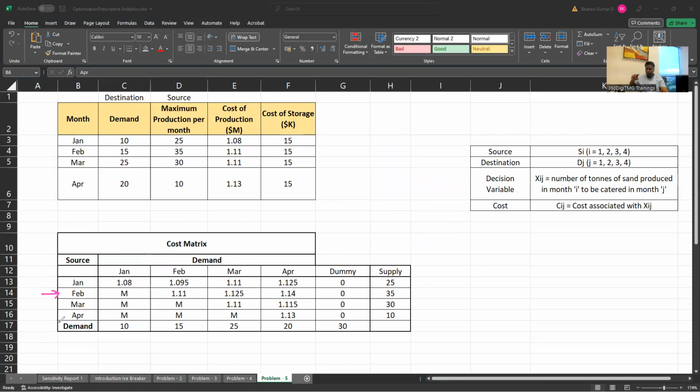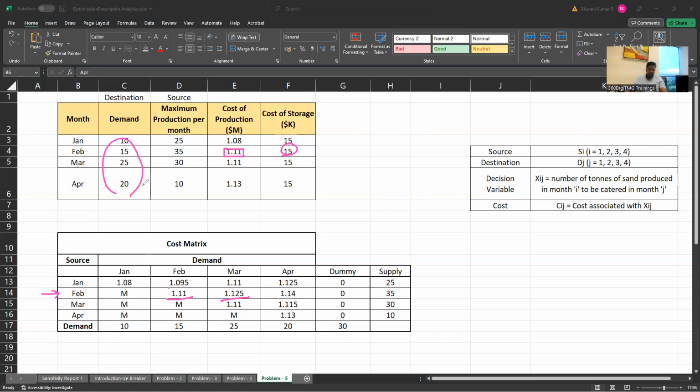Obviously, if you produce in 2nd month, you cannot use it in 1st month, right? That's contrary to the analytical thought process, right? So you'll not have obviously anything there. And if you're producing in month 2 and using up everything in month 2, then the production cost will apply. If you're producing in month 2 and then if you're using in month 3, then the production cost plus the storage cost would get applied, so on and so forth. That process would continue.